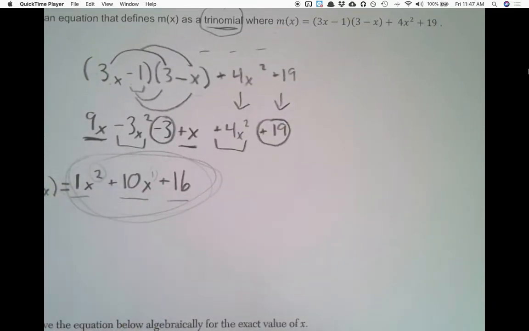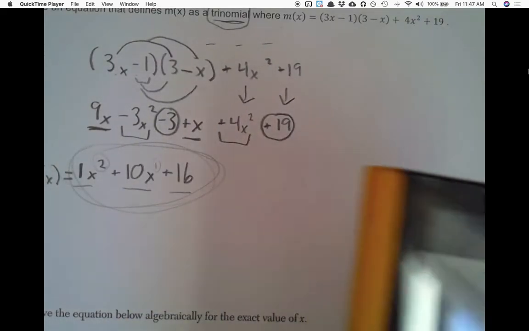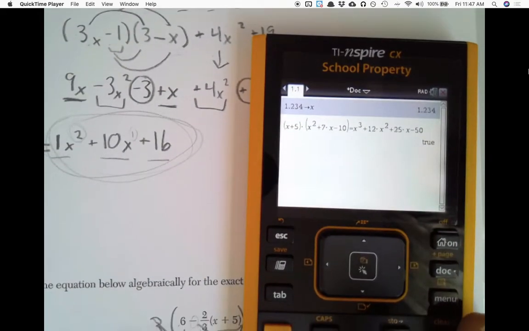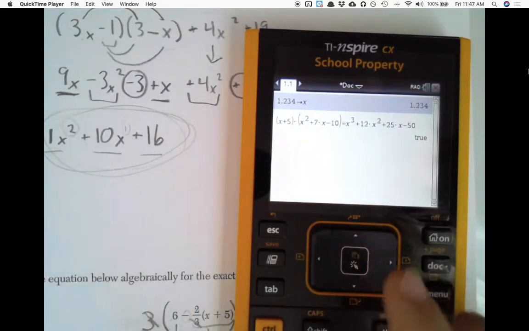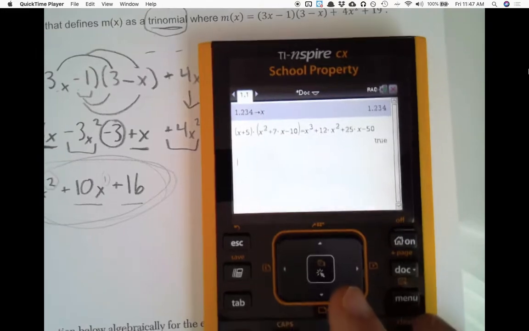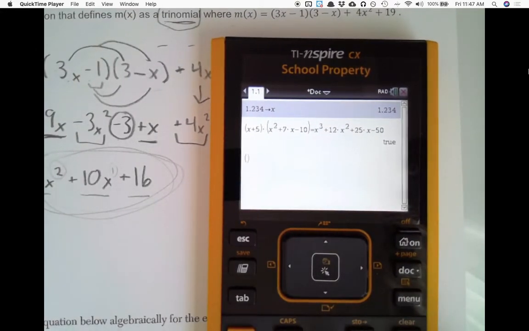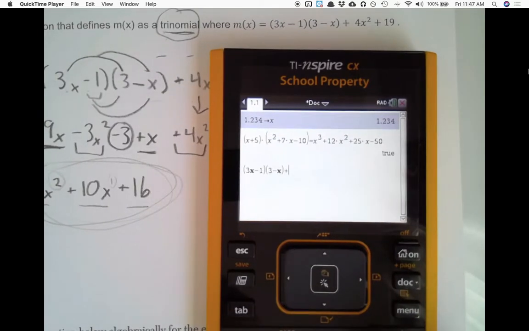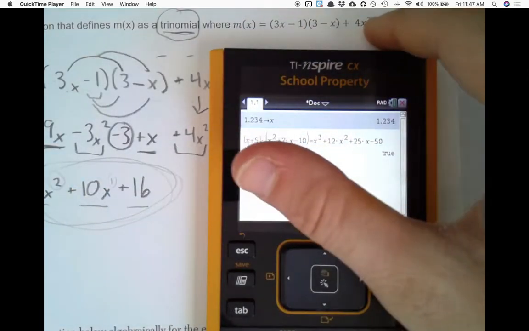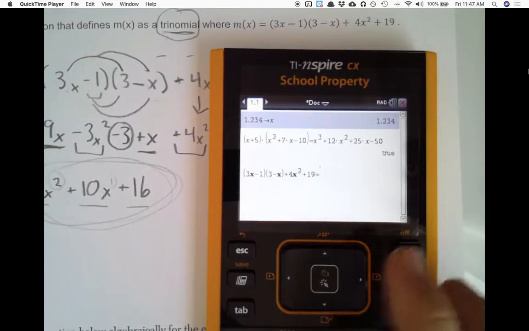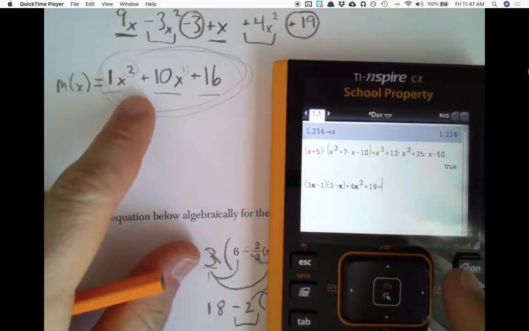Let's just stow and check it just to make sure that we got the right answer. Come over here. I still have it stowed from the previous question, so I'm just going to go ahead and start plugging this into my calculator. So open parentheses, 3x minus 1, close parentheses, open 3 minus x, close, plus 4x squared plus 19. And that's the original question that I've got there. And I'll check if that's equal to what we ended up with as our answer.